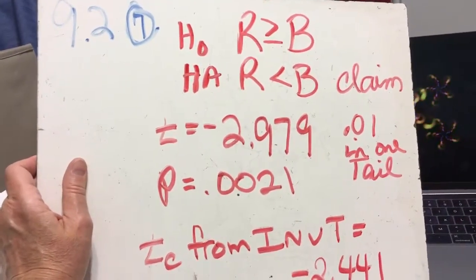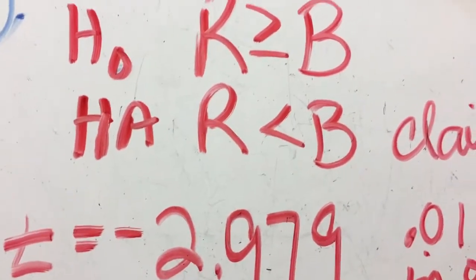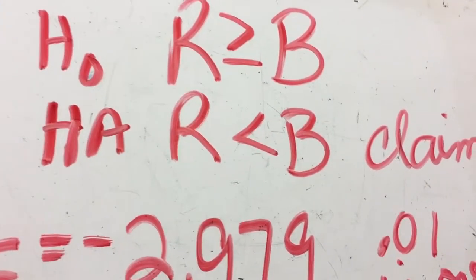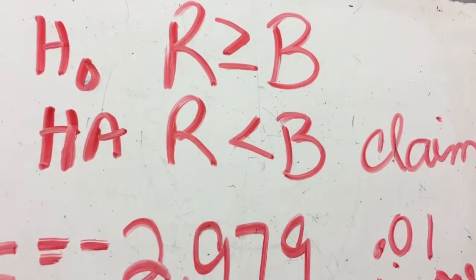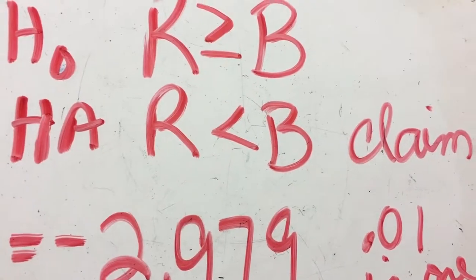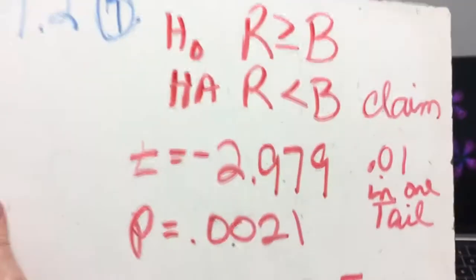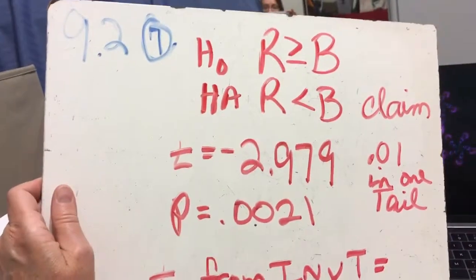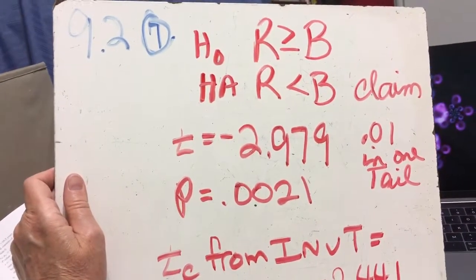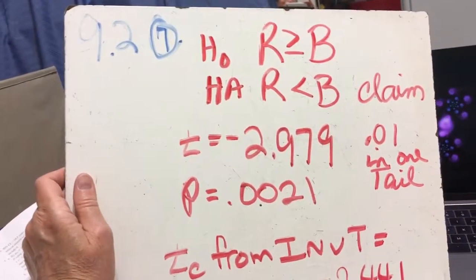Since we reject H sub O, that means we have enough evidence to support the claim that people with red backgrounds have less creativity than people with blue backgrounds, or blue backgrounds have more creativity than people with red backgrounds. And so that is the A portion of 9.2 number 7. And now we're supposed to do the same thing with a confidence interval. So we will come back to that now.